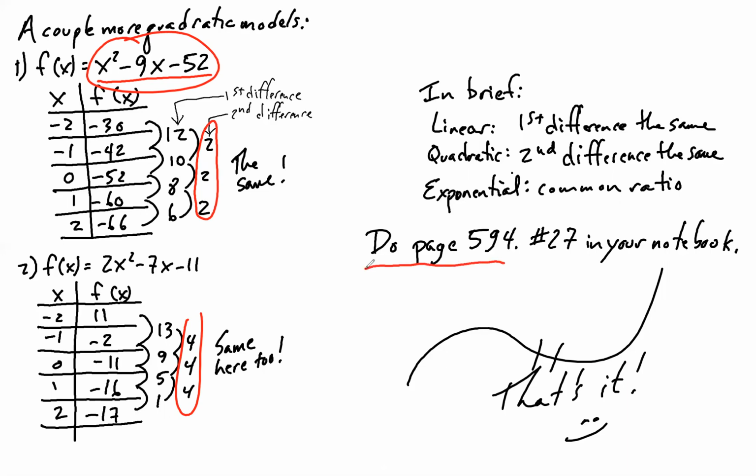Open up your books and take a look at number 27 on page 594. Give that a shot in your notebook, and hopefully you'll see a pattern that will be easy to understand.